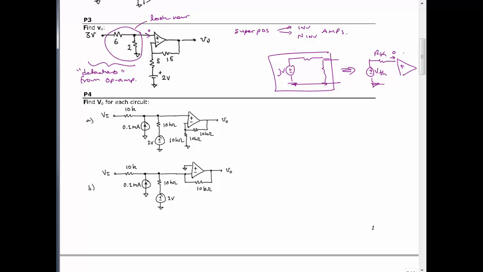But because in this situation there is no current that is being supplied or needs to flow into the non-inverting input of the OpAmp, it's unnecessary to calculate the Thevenin resistance, and all that's needed is the Thevenin voltage. And this you just get by voltage division.